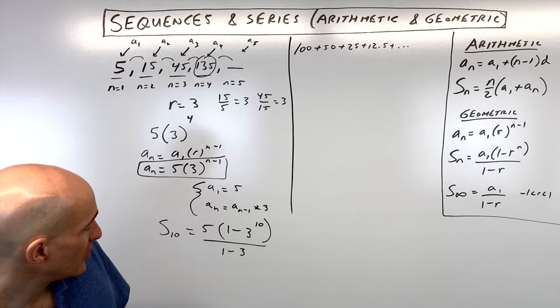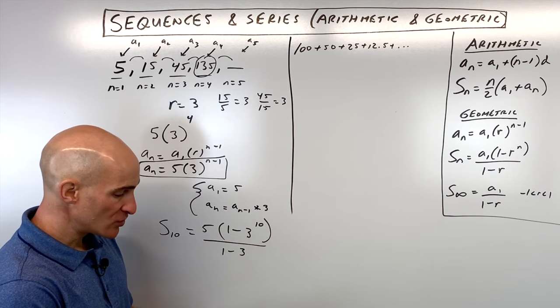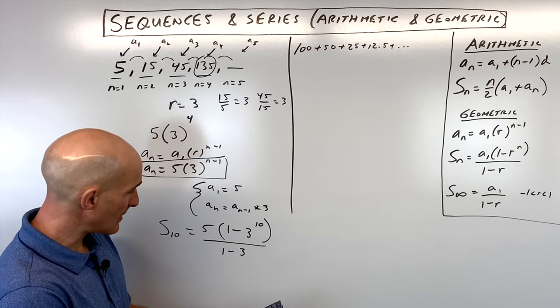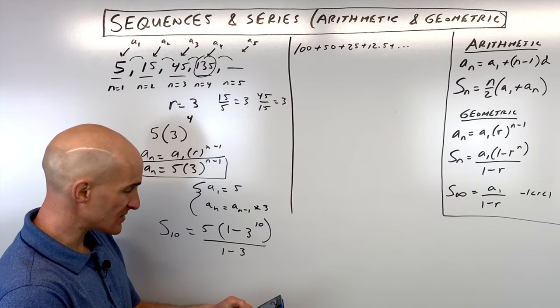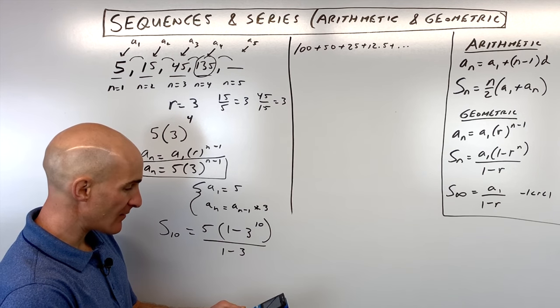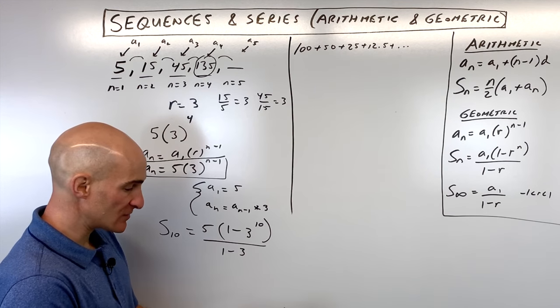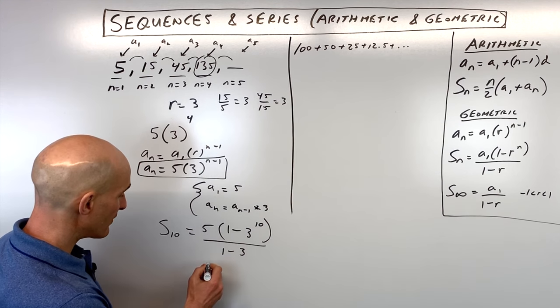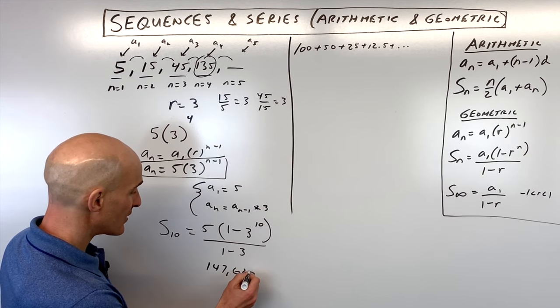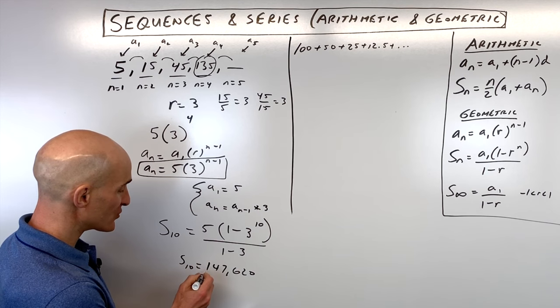So let me go to the calculator on this one. I'm just going to do it here. You can do it in steps if you want. So I'm going to do 3 to the 10th first. I'm going to do 1 minus that answer. I'm going to multiply by 5, and then I'm going to divide by negative 2. And that comes out to 147,620. And that's the sum of the first 10 terms.